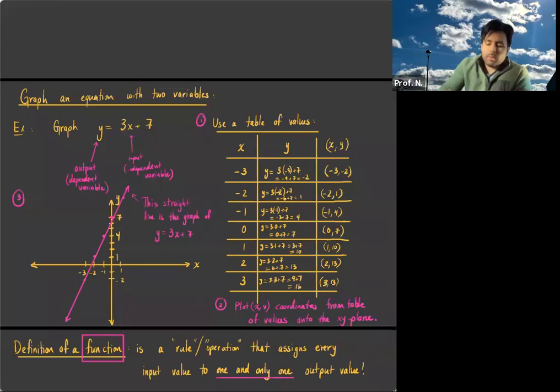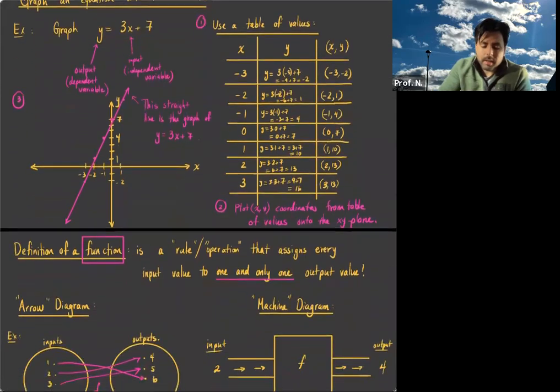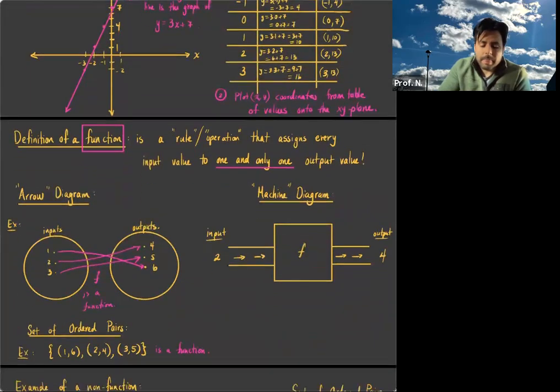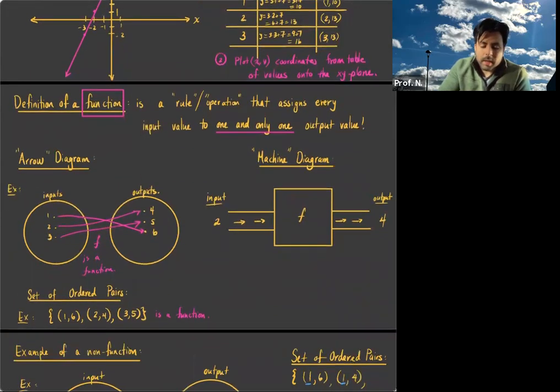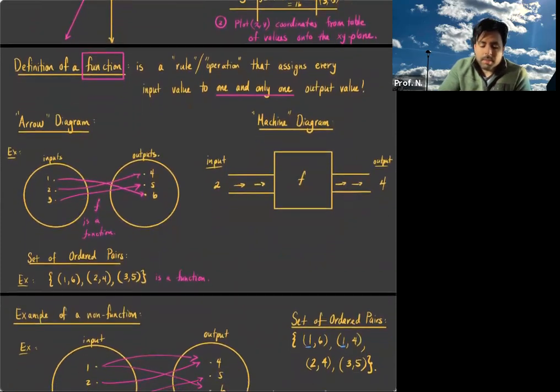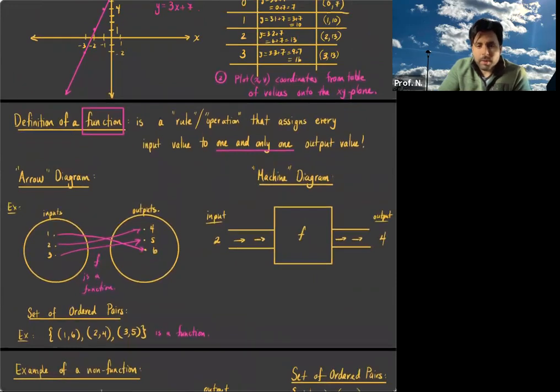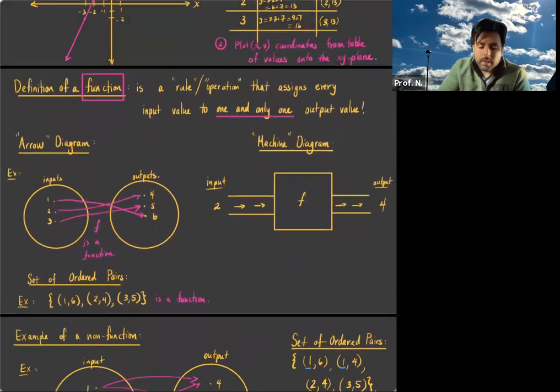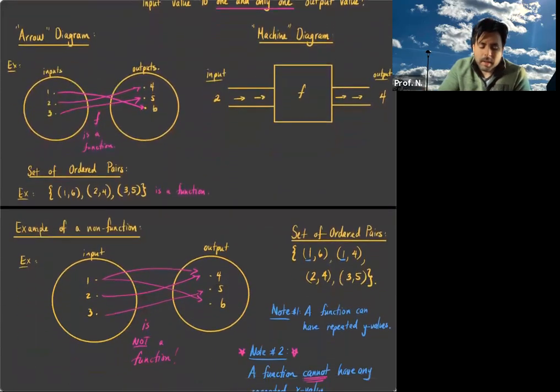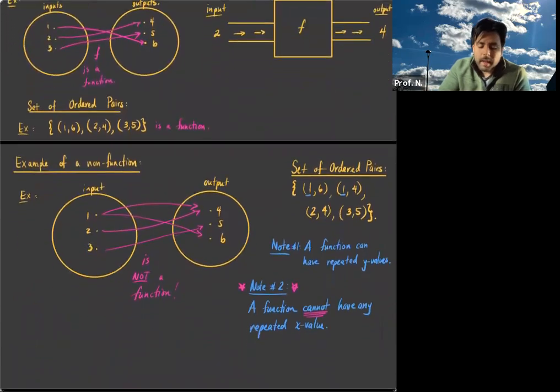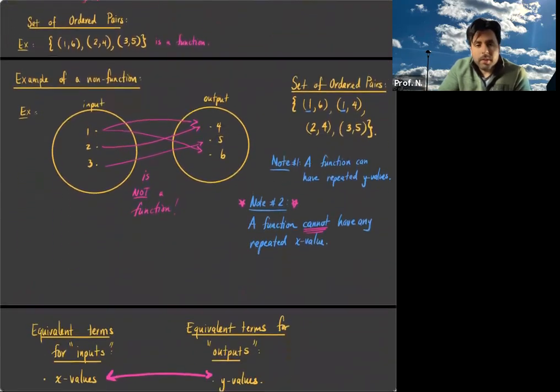So once we have the x and y coordinates, we can plot those x and y coordinates onto the graph, and we can connect and we create the equation. I spoke about what a function was, which is just an assignment of inputs to outputs, where the input can only be associated with one output. And there's two ways to view it visually, as an arrow diagram or as a machine diagram. And we can also represent it as a set of ordered pairs.